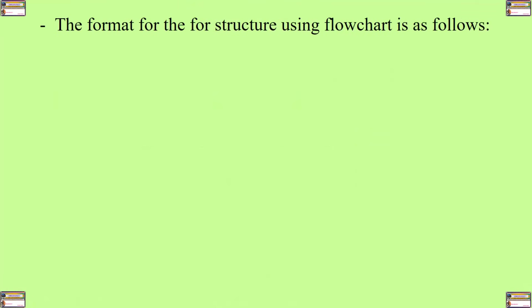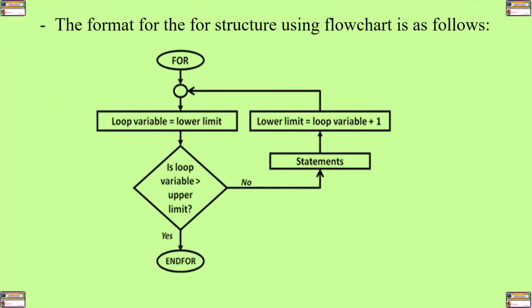The format for the for structure using a flowchart is as follows. How do we read it? First, you initialize the loop variable to a value which is usually the lowest value for counting. And then you check if the loop variable is greater than the upper limit or the maximum value. If that is not true, you execute the statements. Then increment the counter by 1 and assign the result to the lower limit, then assign the value in the lower limit to the loop variable.